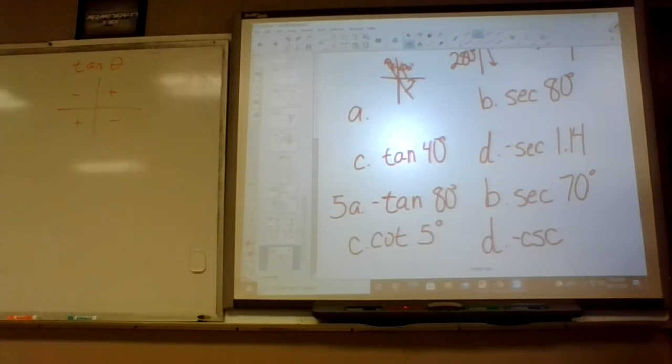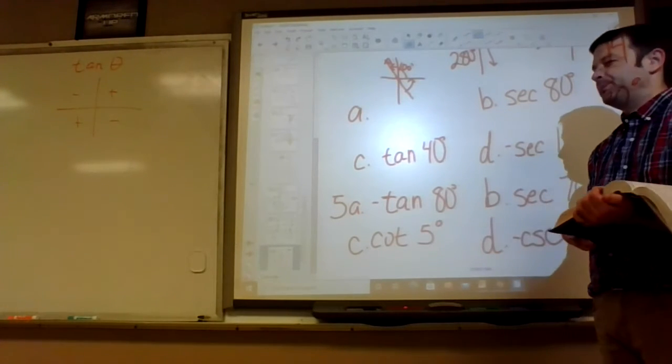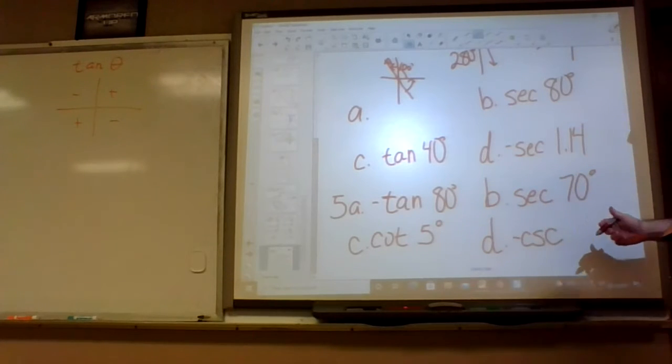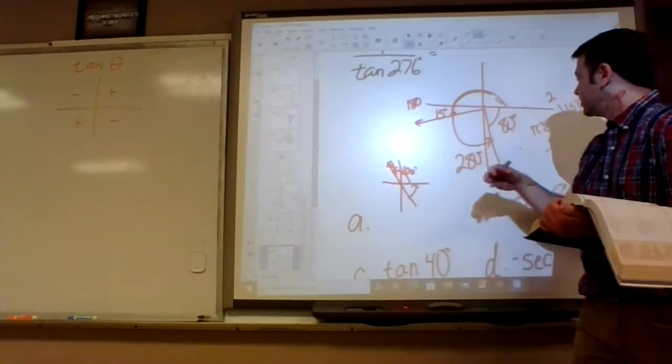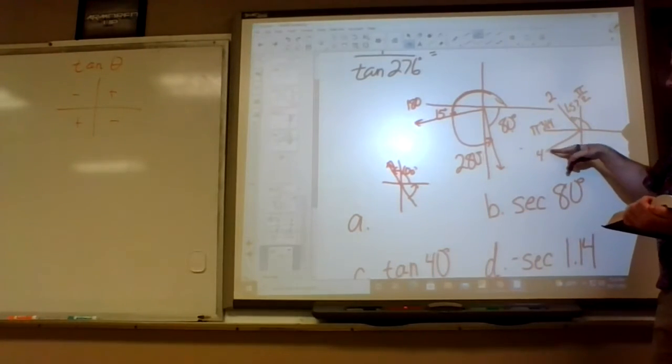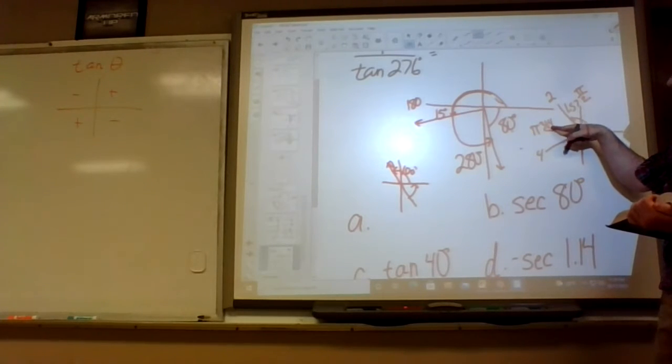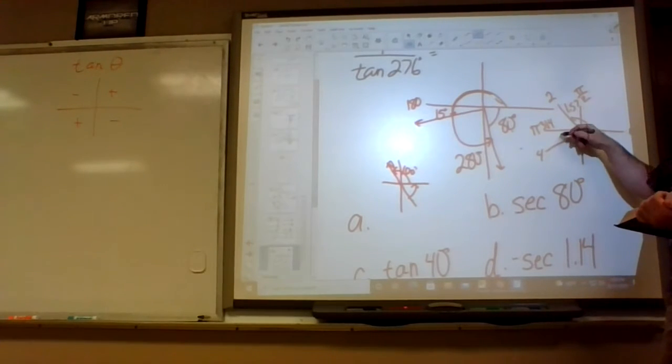Yeah, how far is 4 off of 3.14? It's 0.86. 4 minus 3.14. Here's the visual. No, just 4 minus 3.14 is 0.86. Oh, yeah. So that's the reference angle, right?